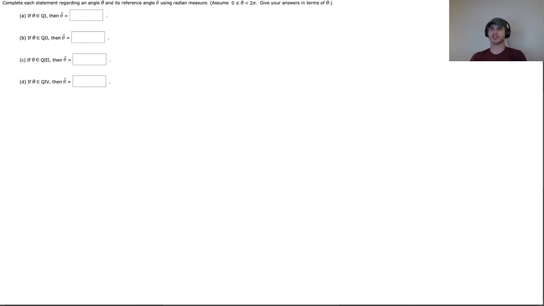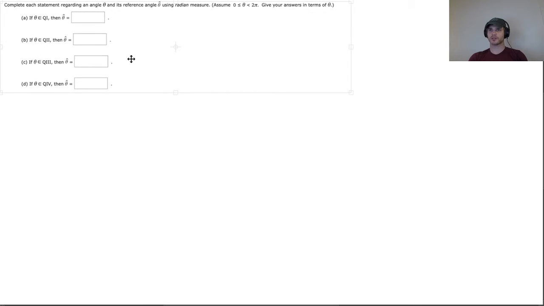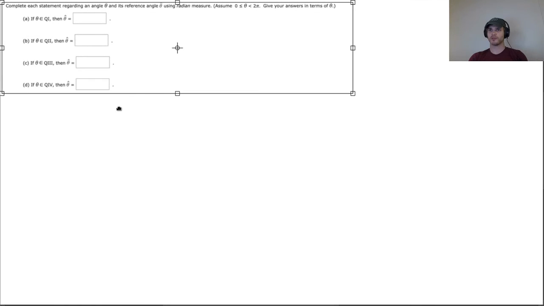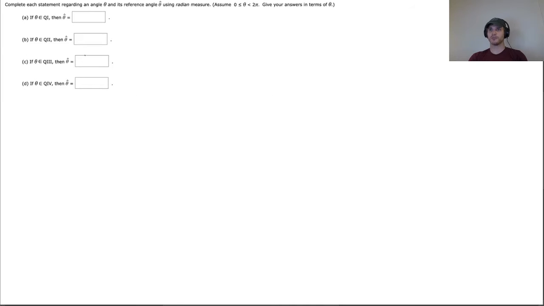Okay, so this problem says complete each statement regarding an angle theta and its reference angle. That looks like I cut it off. It should say theta hat using radian measure. Okay, I just brought it up there too far. All right, so we got theta hat there. So complete each statement regarding an angle theta and its reference angle theta hat using radian measure.